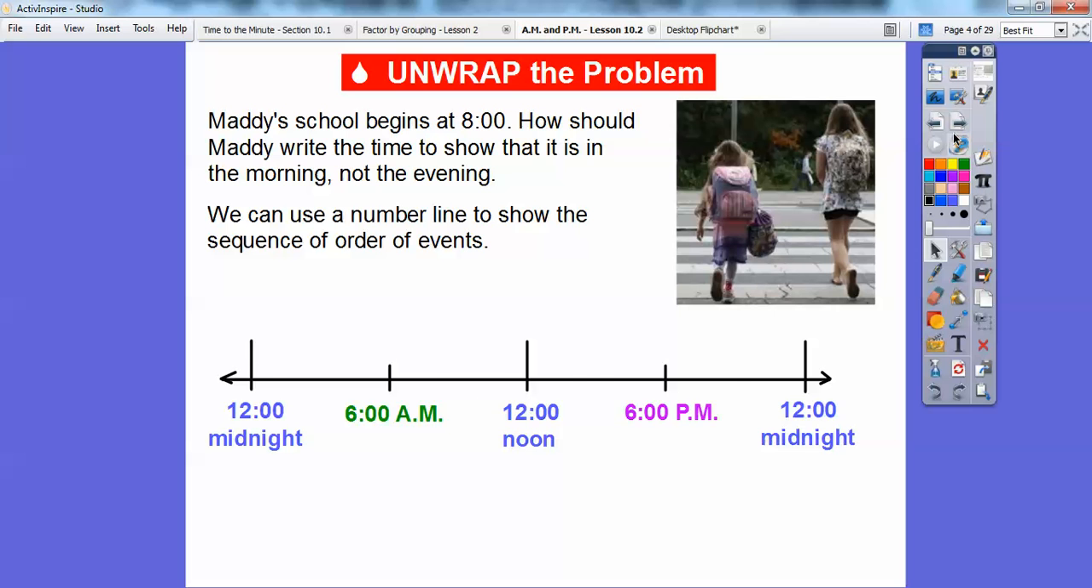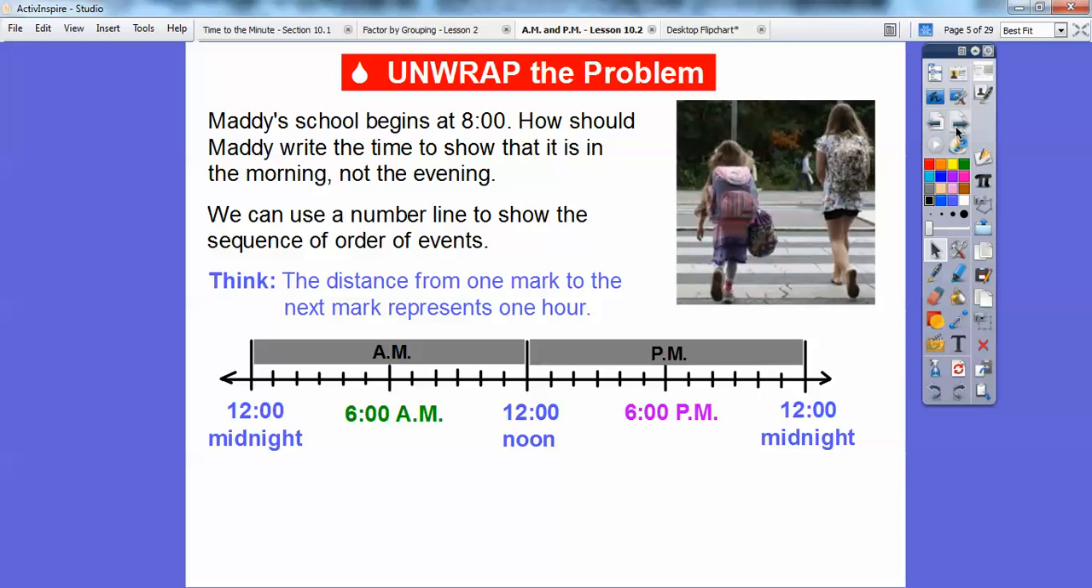I have the hour marks here also. So think of the distance from one mark to the next mark as representing an hour. So this would be 12. And then remember, on a clock, it starts at 1. So this would be 1, 2, 3, 4, 5, 6. Okay, and then 6 o'clock in the AM. This would be in the morning. 7, 8, 9, 10, 11, 12. So this would be lunchtime typically. So this is noon. 12 o'clock noon is lunchtime typically, or it's close to lunch.